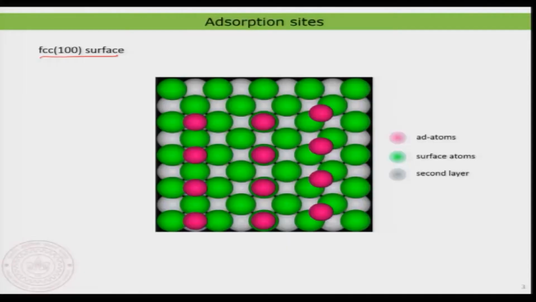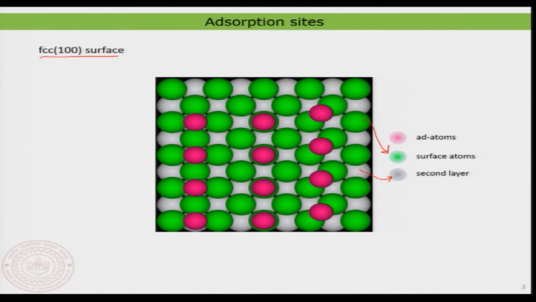So, here is an example. I have here an FCC 100 surface, and the green ones are the first layer, the surface, and the light gray is the second layer. You have already seen this FCC 100 surface, that is a 4-fold symmetric surface. Now, when the atom goes onto the surface, it has many different choices, but where does the atom really go, that is the question.